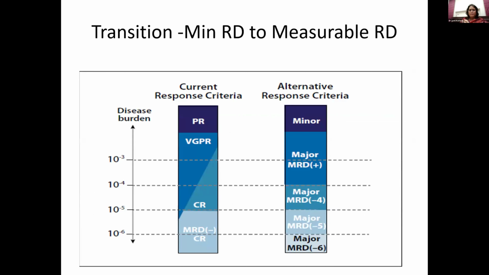So from PR, VGPR, CR, and CR which is MRD negative. But in India, most of the centers, people don't even look for MRD negative CR. This has shifted to MRD minus 4, MRD minus 5, MRD minus 6. So things have changed with the new drugs coming in. Next slide.